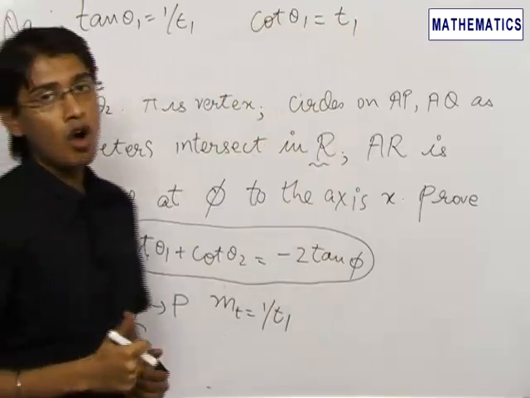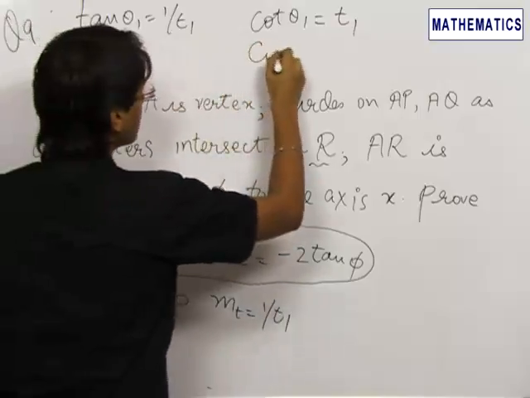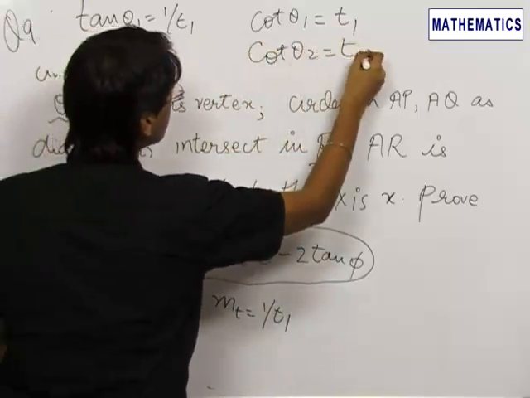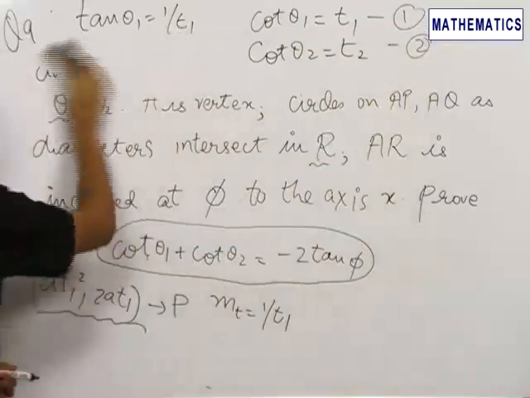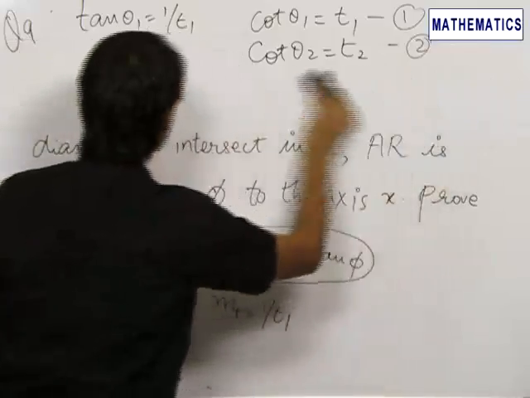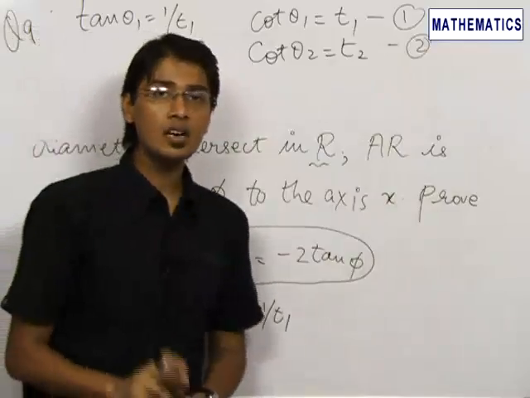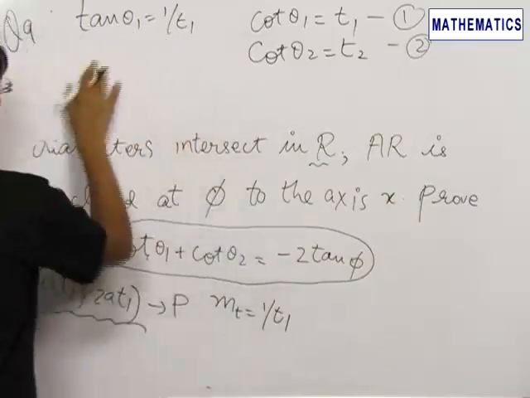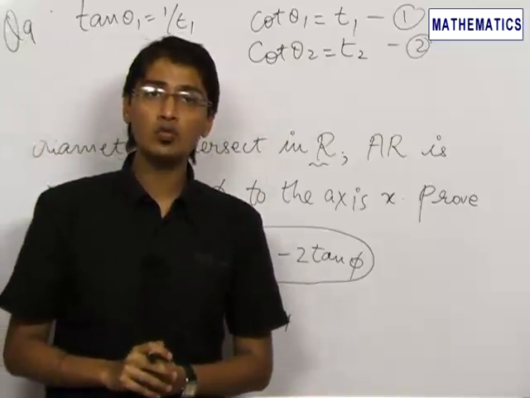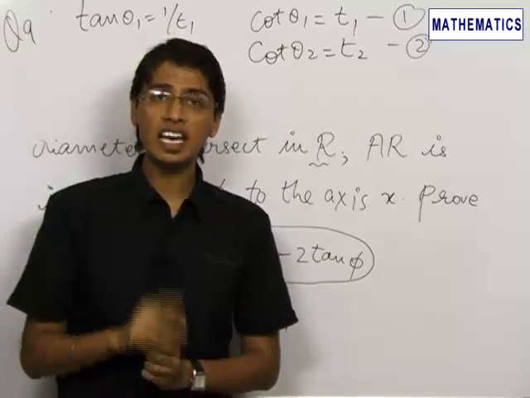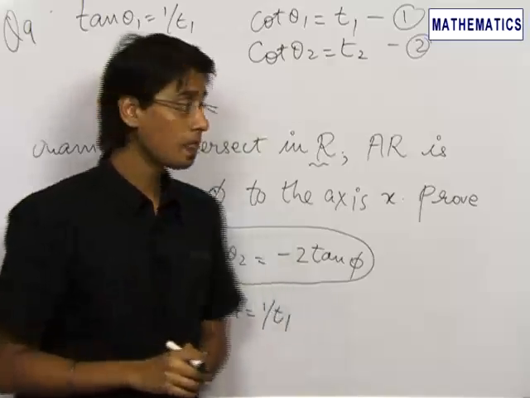Now if a t2 square comma 2a t2 are the coordinates of point Q, then in the similar fashion cot theta 2 is equal to t2. This is a first and this is a second relation. Now it is given that circles on AP and AQ as the diameters have been drawn, where A is the vertex of the parabola, and we know that if the extremities of diameters are given as x1 comma y1 and x2 comma y2, then the equation of circle can be written as x minus x1 into x minus x2 plus y minus y1 into y minus y2 equals 0.